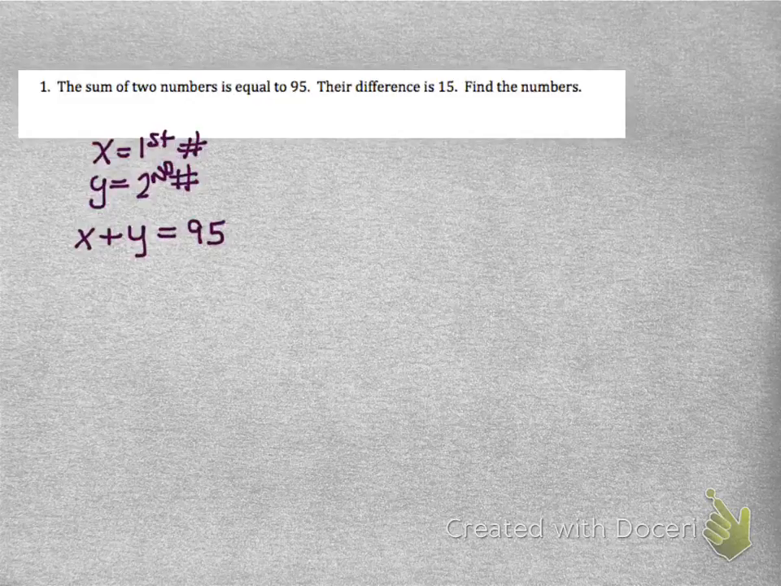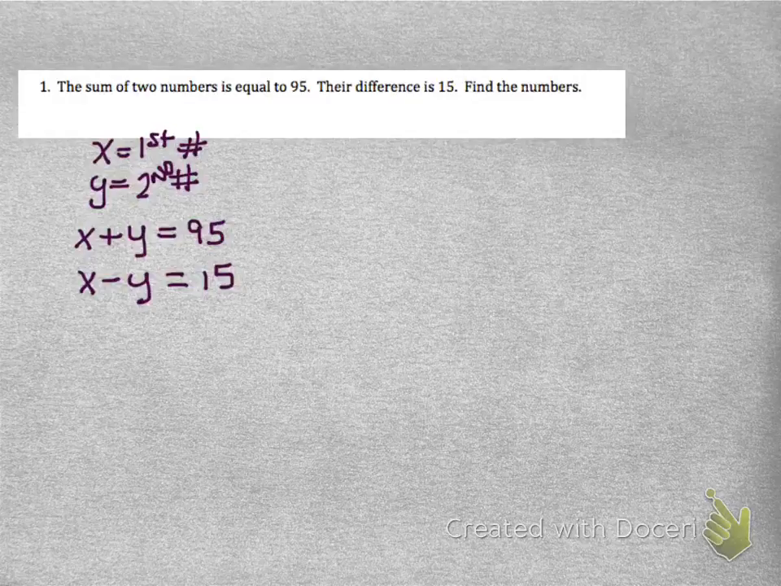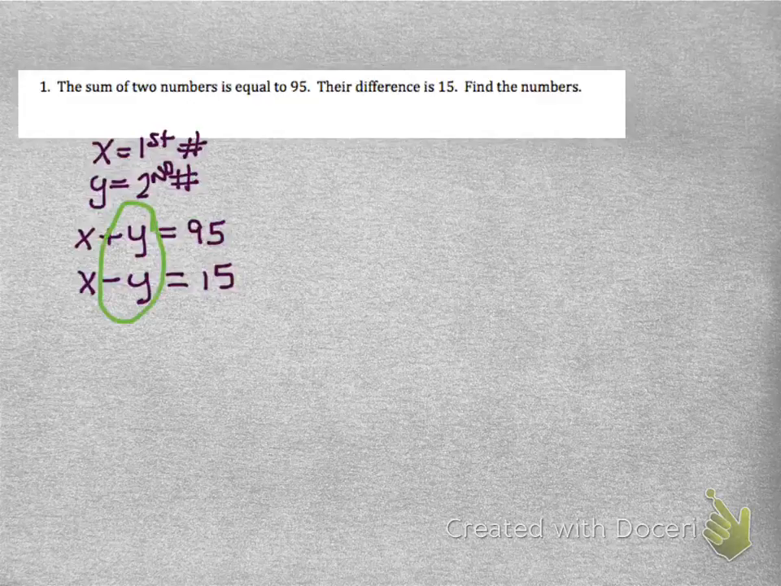And their difference is 15, difference being subtraction, x minus y equals 15. Now, it doesn't matter what order you put their difference in there. It just establishes that for me, my x is going to be my larger value. And then we can solve by substitution or elimination. I'm not going to graph at this point, but substitution or elimination. And in this system, you can see that elimination is probably the fastest route because those are ready to eliminate.